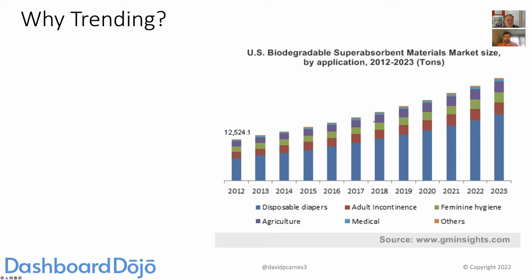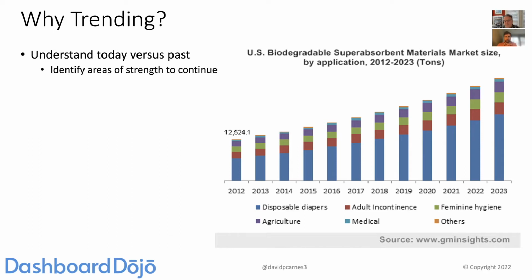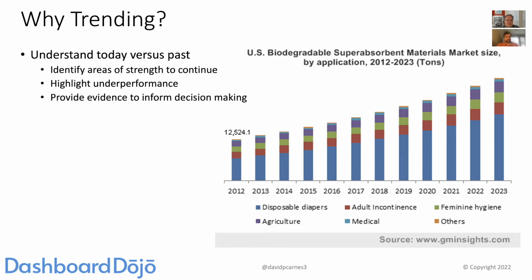So why would we bother with trending? Well, this allows us to understand today versus the past. We can identify areas of strength that we might want to continue. We can highlight underperformance. We can provide evidence to inform decision-making. This is such an important thing to introduce into your reporting skill set to support your leadership team.